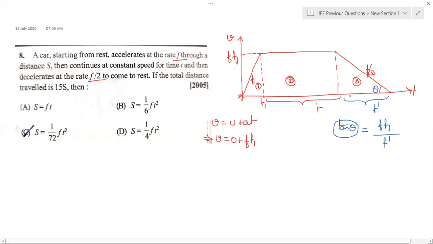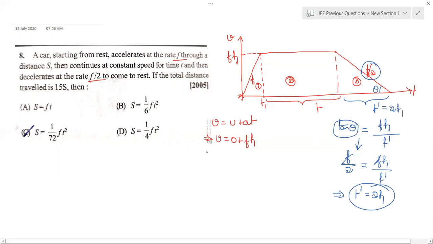Slope of velocity time graph is nothing but acceleration. So in the third case acceleration is nothing but f by 2. So I can write f by 2 is equal to f into t1 by t dash. Here f will get cancelled, so that implies t dash is equal to 2t1. So this t dash is equal to 2t1.